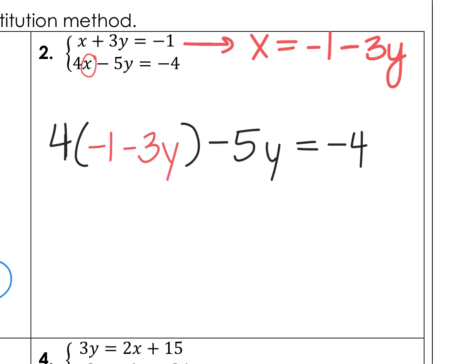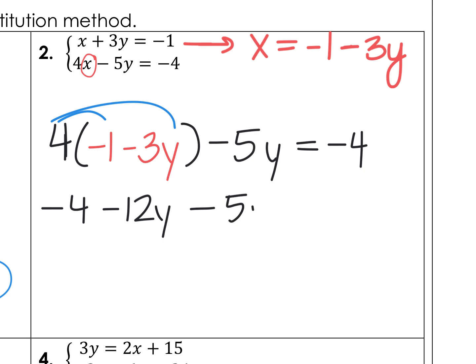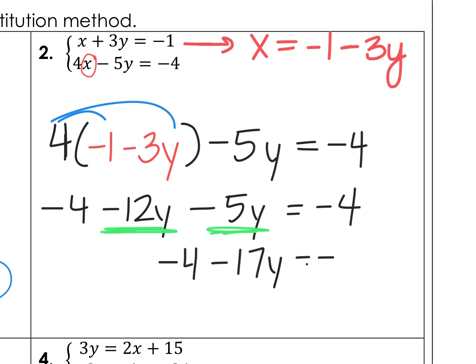I'm writing really big. I should probably write smaller. Sorry, this is really big.